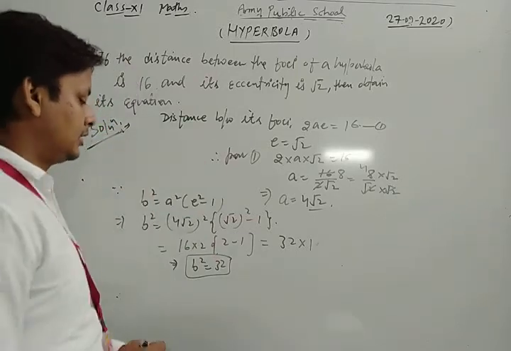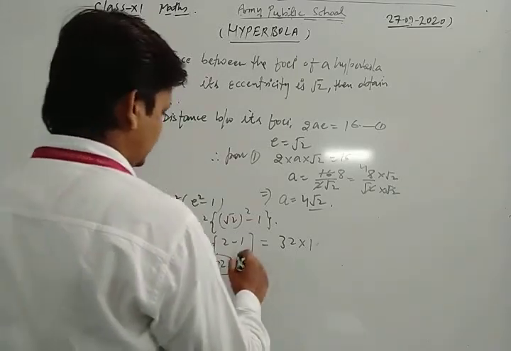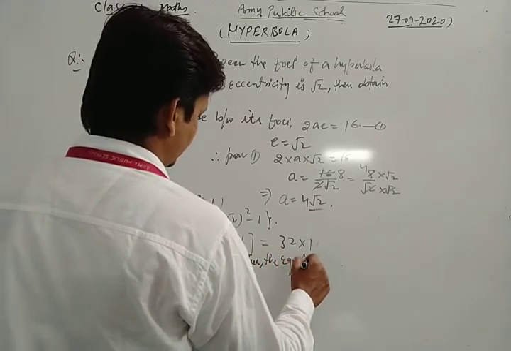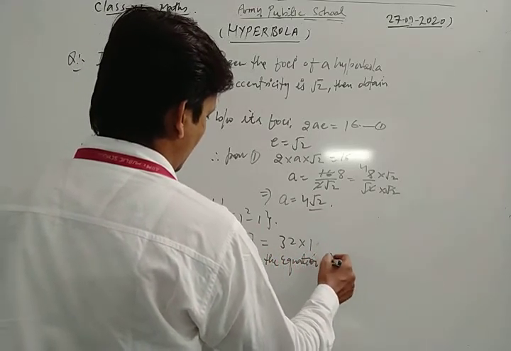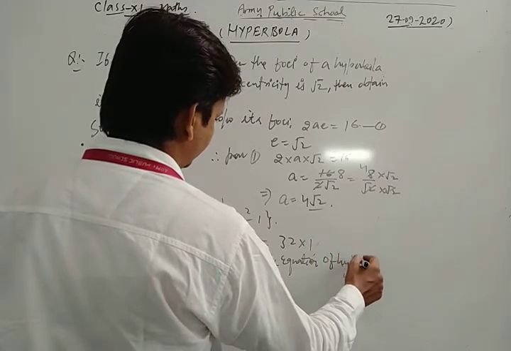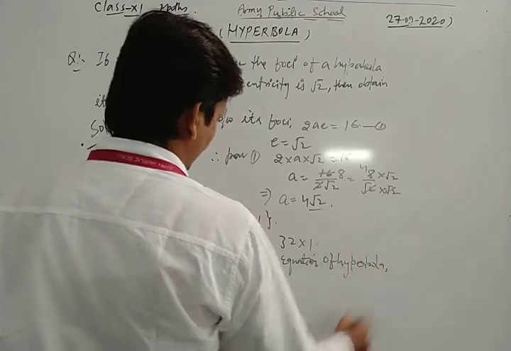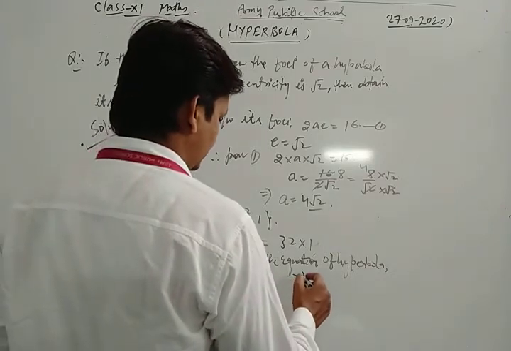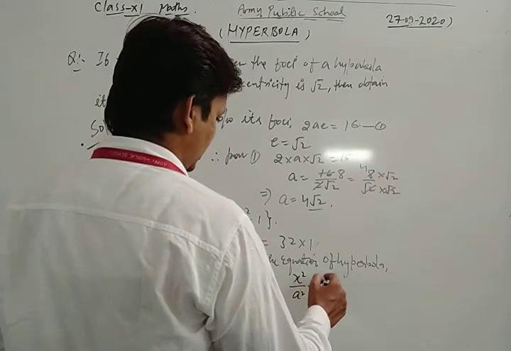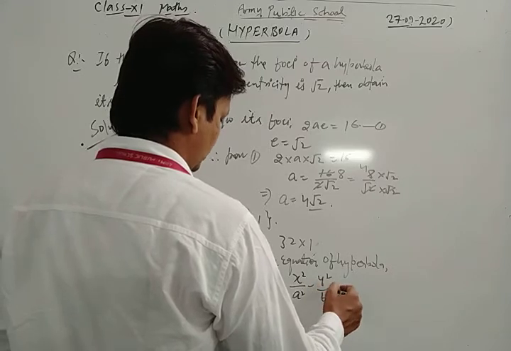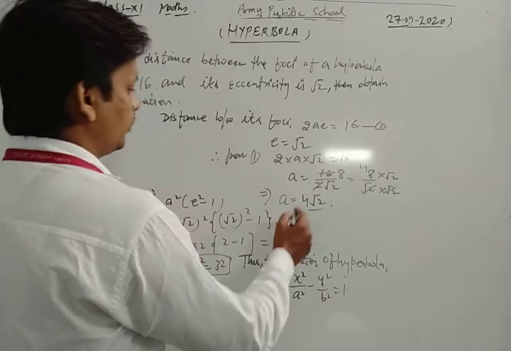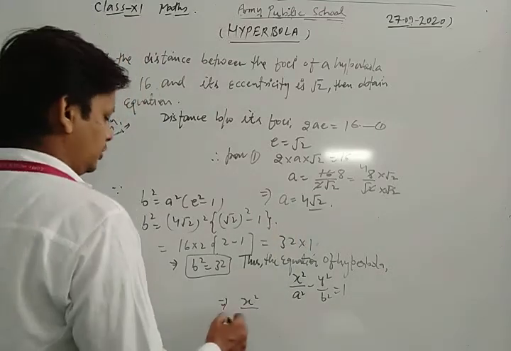Now, thus, the equation of the hyperbola. In this way, the equation of the hyperbola is given by the relation what? X square upon a square minus y square upon b square is equal to 1. Now we put the value, so we get x square upon a square, and the value of a square is 32.